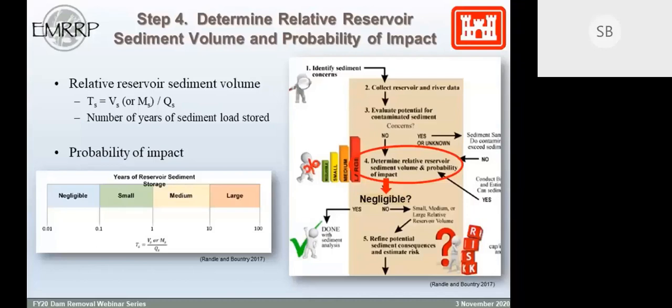And if we look back at the flow chart, which we have on the right, if we have negligible sediment, then we're done with the sediment analysis. But otherwise, we need to move on to the next step and refine our risk estimate.